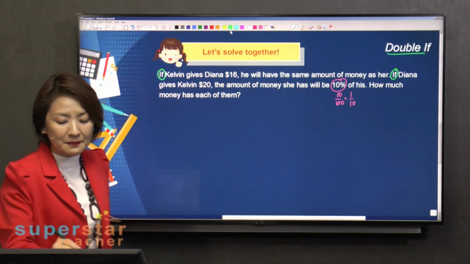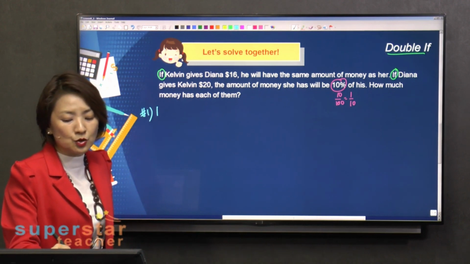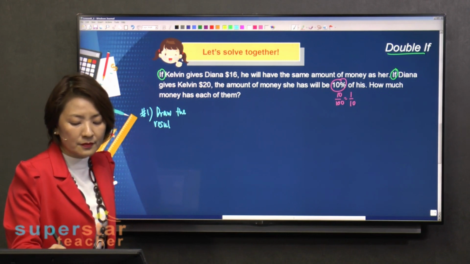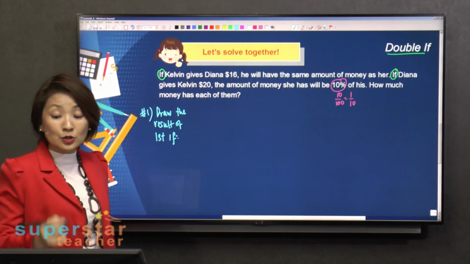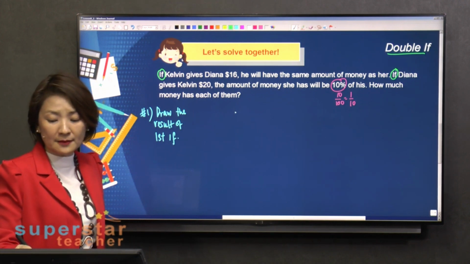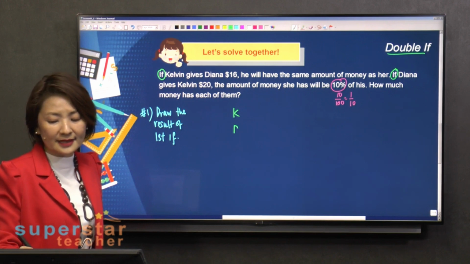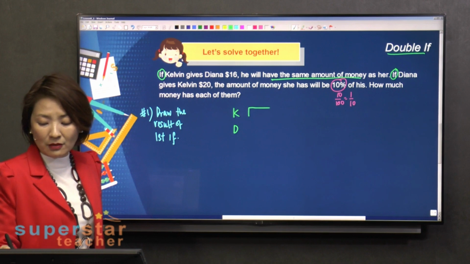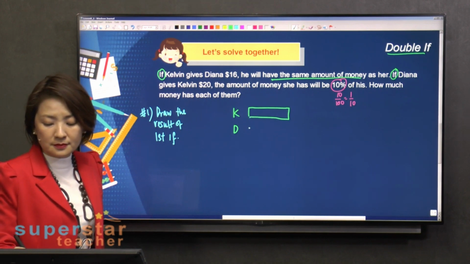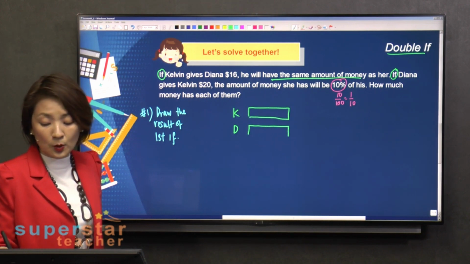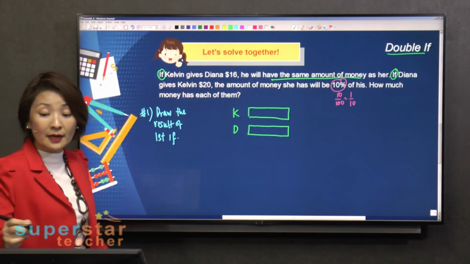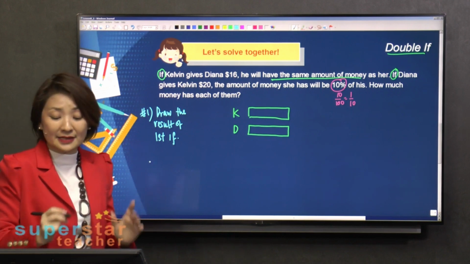So my first step is draw the result of first if. So I draw the result of the first if. It will be Kelvin and Diana. This is the result, isn't it? So they will have the same amount. You want to draw a bit longer, a bit shorter, it's up to you, but they must have the same amount.